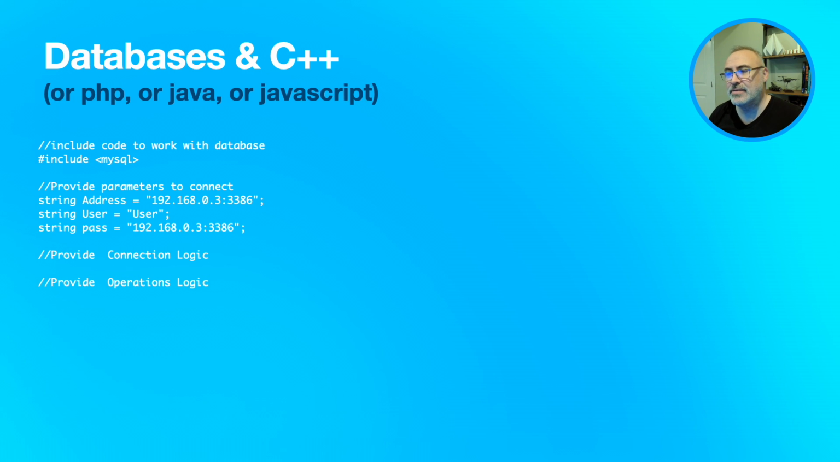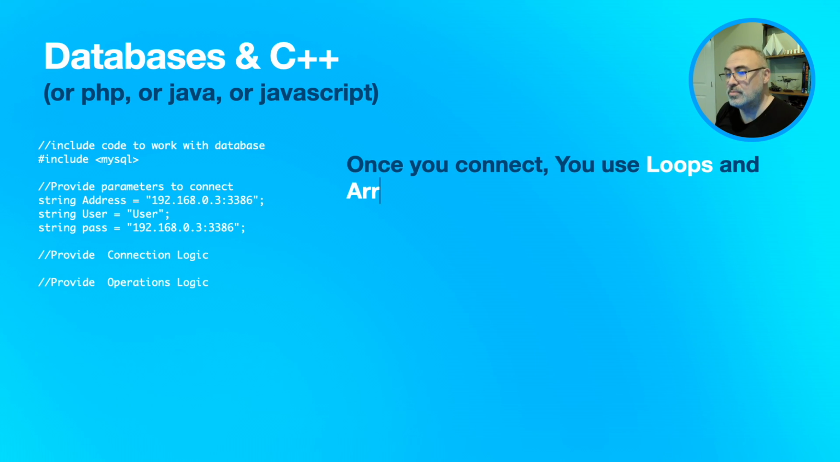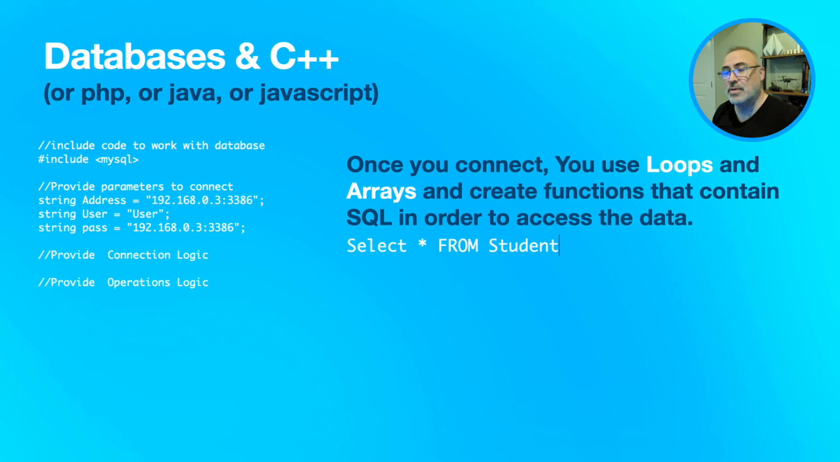Once you have connected the database to C++, you can use loops and arrays to build queries and functions to add, remove, and manipulate the data in your database using SQL. You can build a query by using simple natural language concepts in order to access the data, such as SELECT *, meaning all records, FROM table students WHERE field class equals CS116. So select all records from students where class equals CS116. You can use all sorts of operators to create a query and create super simple or super complex calls.